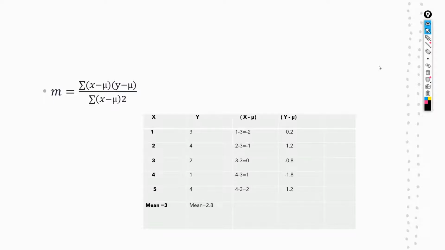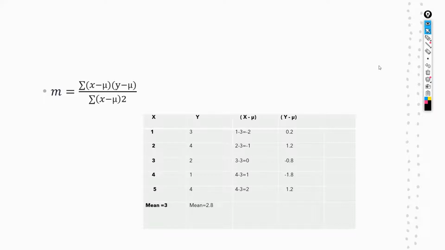For that, we want to find x minus mu first and y minus mu second. After that, we multiply (x minus mu) into (y minus mu), and then find (x minus mu) whole square. Let's move on with x and y, finding x minus mu, where mu is the mean. For x: 1 minus 3 equals minus 2, 2 minus 3 equals minus 1, 3 minus 3 equals 0, 4 minus 3 equals 1, and 5 minus 3 equals 2.